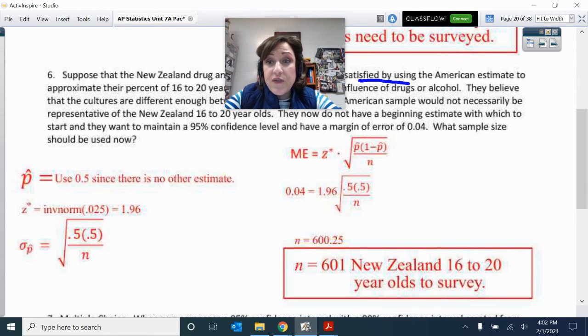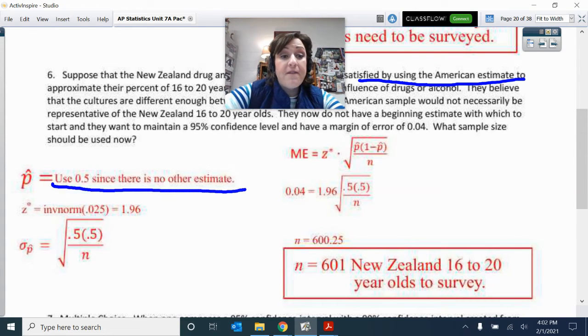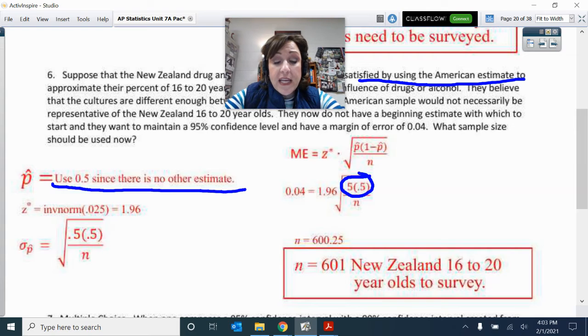Okay, but this question says, suppose they do not want to use the American estimate. They are not satisfied by using the American estimate to approximate their 16 to 20-year-olds. So in that case, we are using 0.5 because we had no other estimate to go by. And remember, that's the largest possible product that we could have here, so to be on the safest side, so that we're not having too small of a sample.